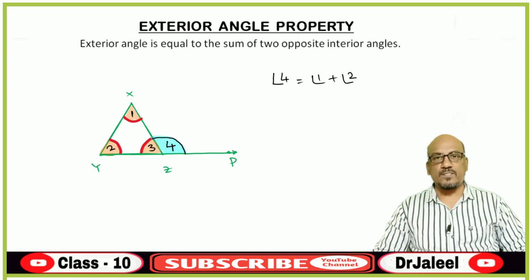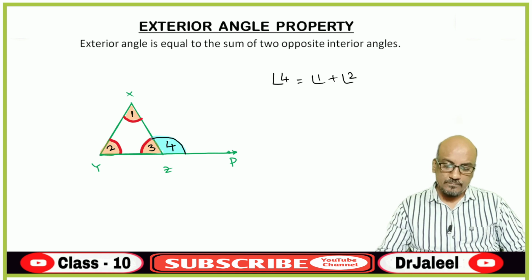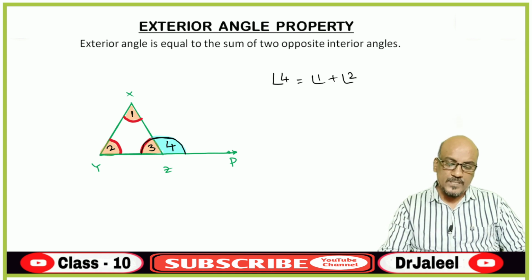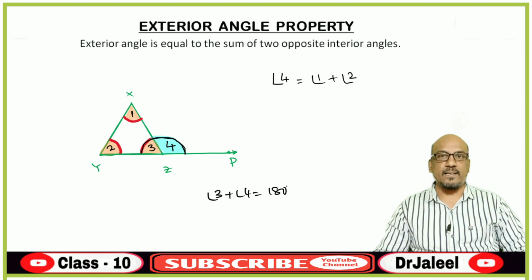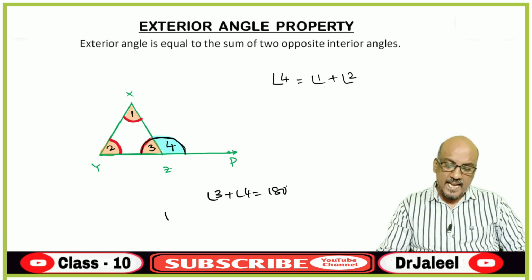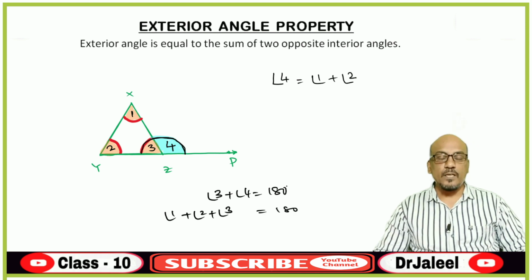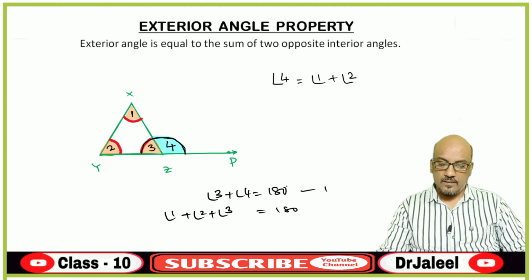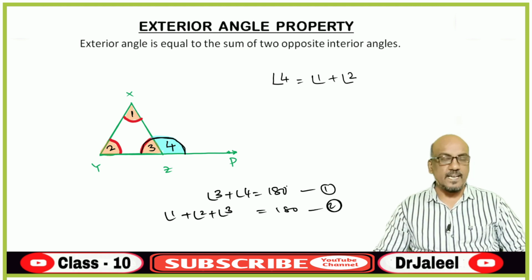We can have a proof for this also. I'll just explain to you without taking much time. What is 3 plus 4? 180. Angle 3 plus 4 is 180. Why is it 180? Because it is a straight line. And then what is angle 1 plus angle 2 plus angle 3? This is also 180, because of the sum of interior angles of a triangle.